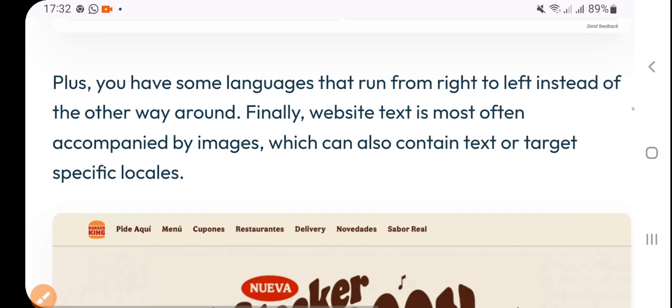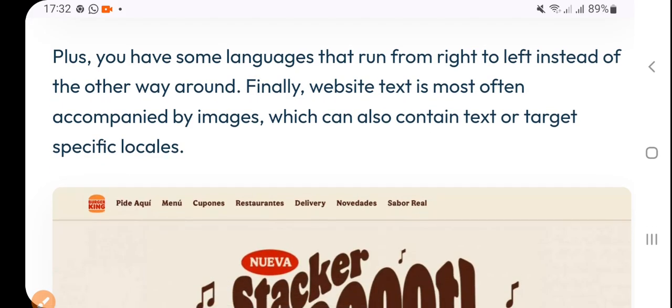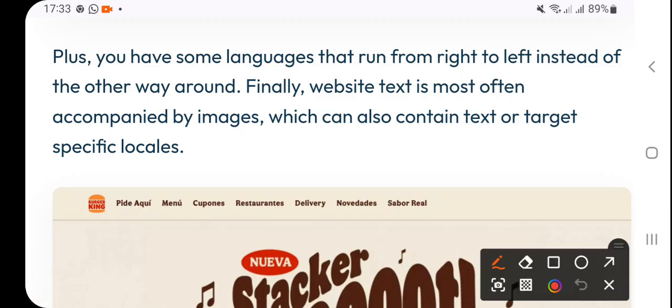Okay. Now, plus you have some languages that run from right to left instead of the other way around. Finally, website text is most often accompanied by images, which can also contain text or target specific locales. So some languages run from right to left, and that is also a problem. That is the direction.